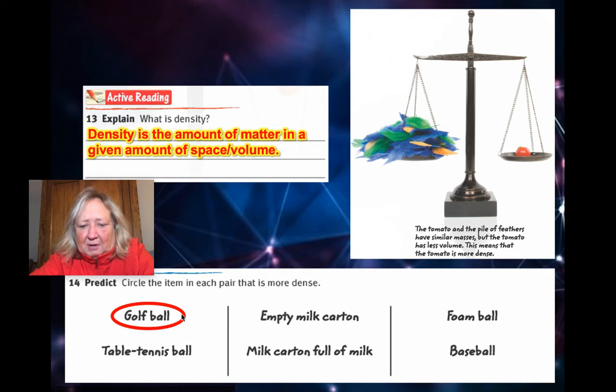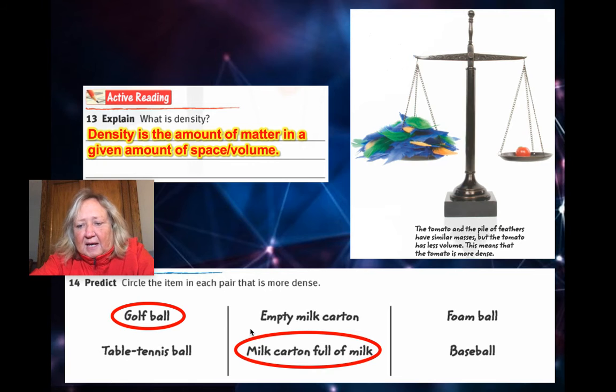Okay, second example here. We have an empty milk carton or a milk carton full of milk. Well, your first question is, are they the same size? Yes, they'd have the same volume. Which one would have more mass? Well, obviously the milk carton full of milk.